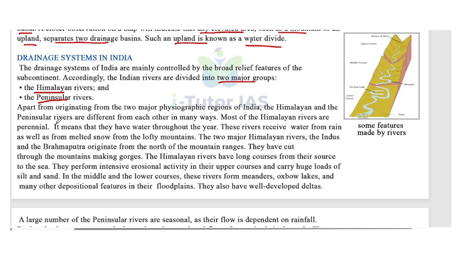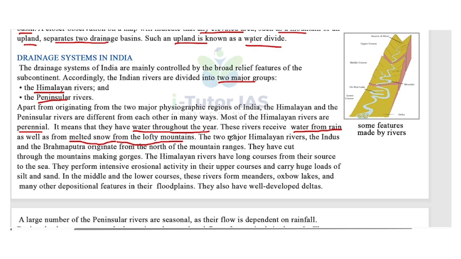Most of the Himalayan rivers are perennial. What is perennial? Perennial means they have water throughout the year. These rivers receive water from the rain as well as from the melted snow from the lofty mountains. Okay, these are their water sources.